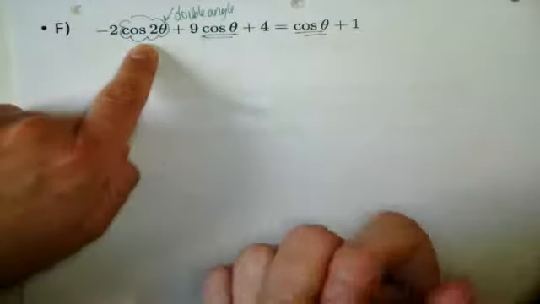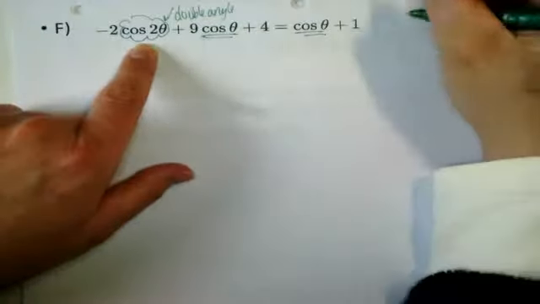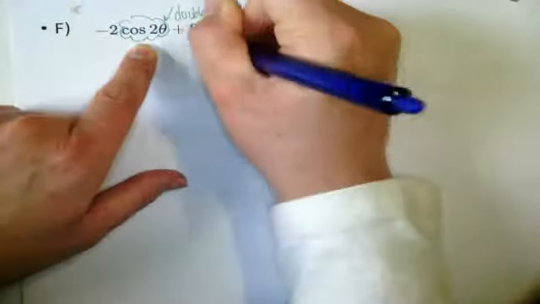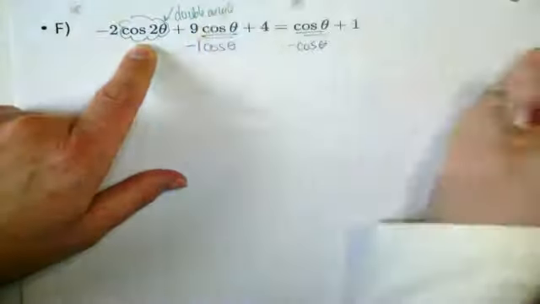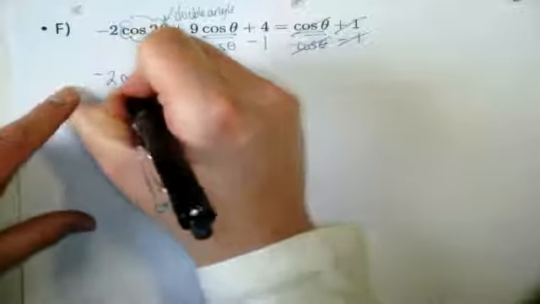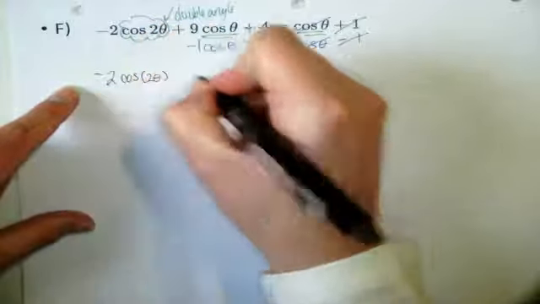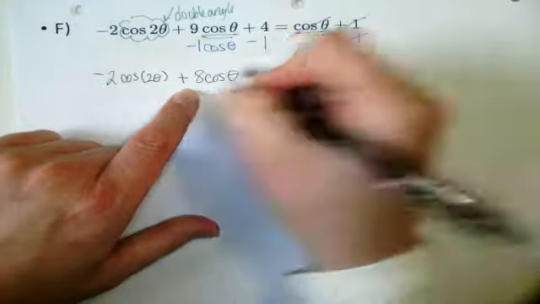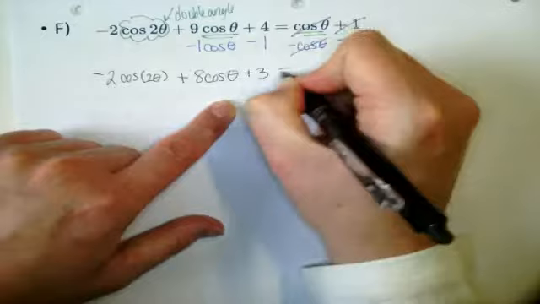So first I'm going to go ahead and do some cleanup. I'm going to move everything over. I'm going to subtract cosine of theta, and I'm going to subtract 1, so that everything's equal to 0. We have -2 cosine of a double angle, 9 minus 1 is 8 cosines of theta, and 4 minus 1 is 3.